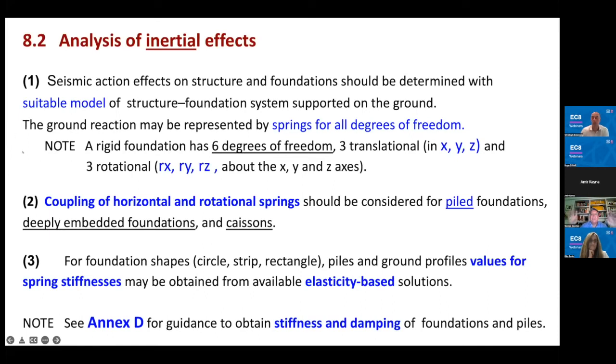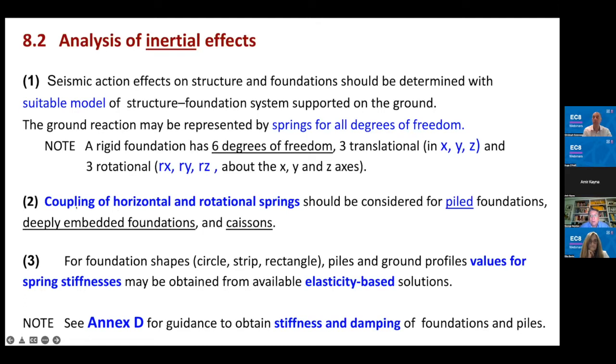analysis of the complete structure, soil, and foundation, which is usually difficult to do. It's computer intensive and time consuming. So the code says the ground reaction may be represented with springs and dashpots for all degrees of freedom. And of course, there are 6 degrees of freedom in general, 3 translational and 3 rotational, with this specific indication. I will show you the example later on.